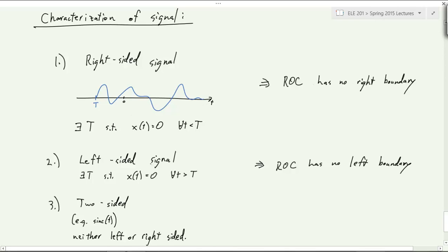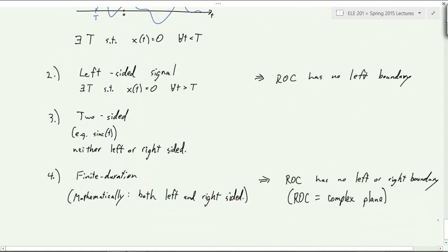Same with left-sided, it's the exact opposite. If it converges for a particular value of sigma, it's going to converge also if you make sigma smaller, because remember it's e to the negative sigma t. Smaller sigma means exponentially growing faster. But since it's left-sided, the left side doesn't matter. It's just on the right side, and if it's growing, then it's shrinking to the left. So that's why that property holds. And there's no property for two-sided. For finite duration, the only way it wouldn't converge is if it had a vertical asymptote. Otherwise, it's going to converge no matter what exponential you multiply with it.